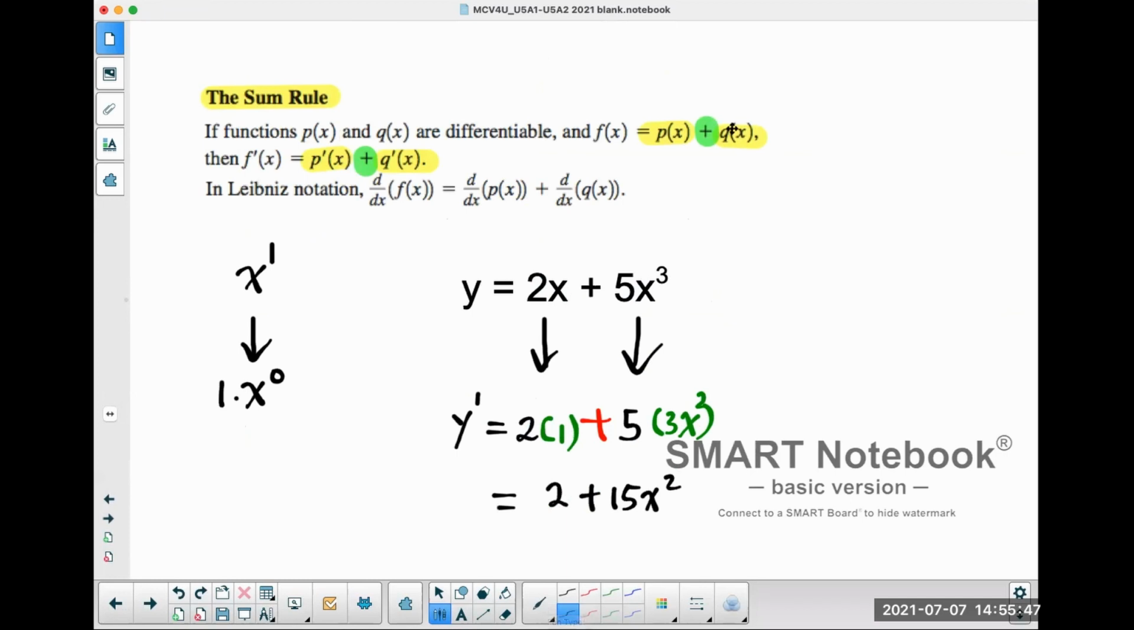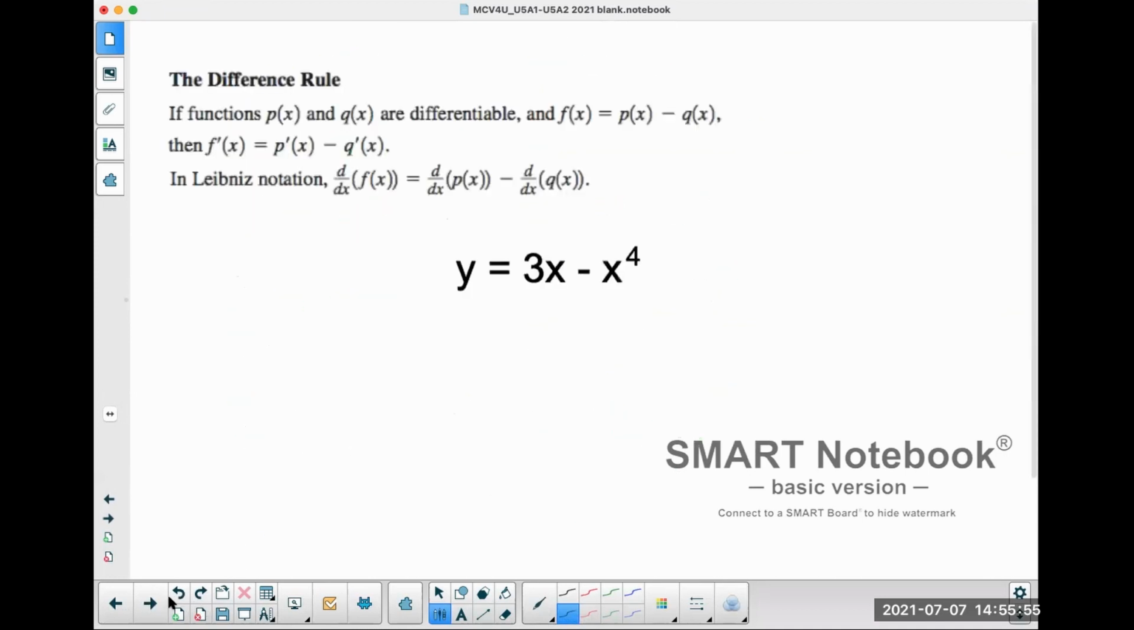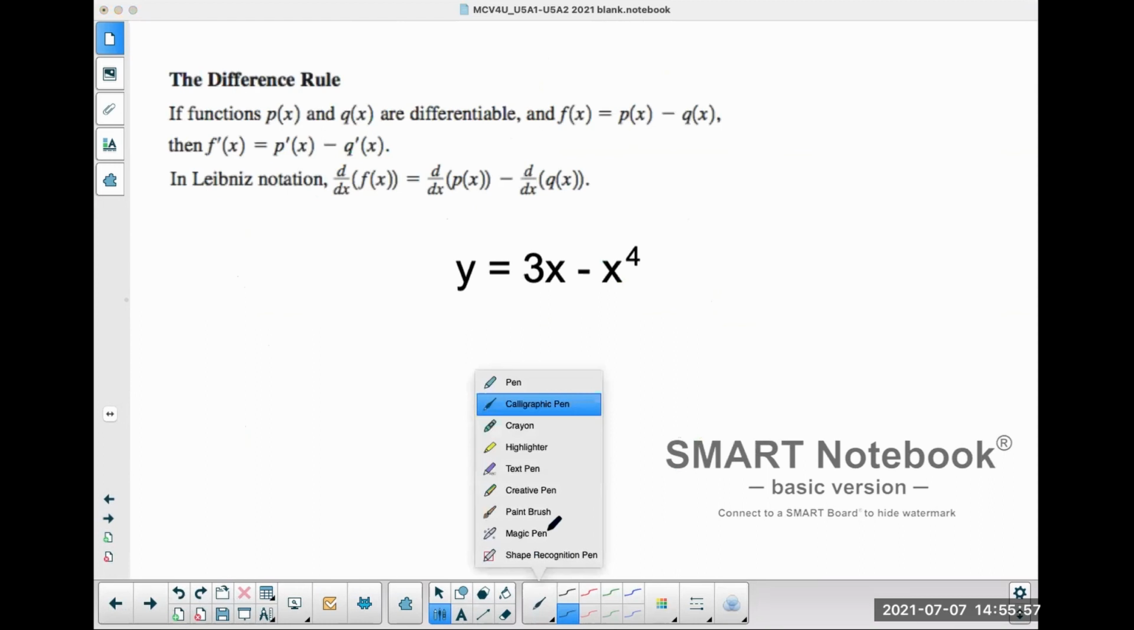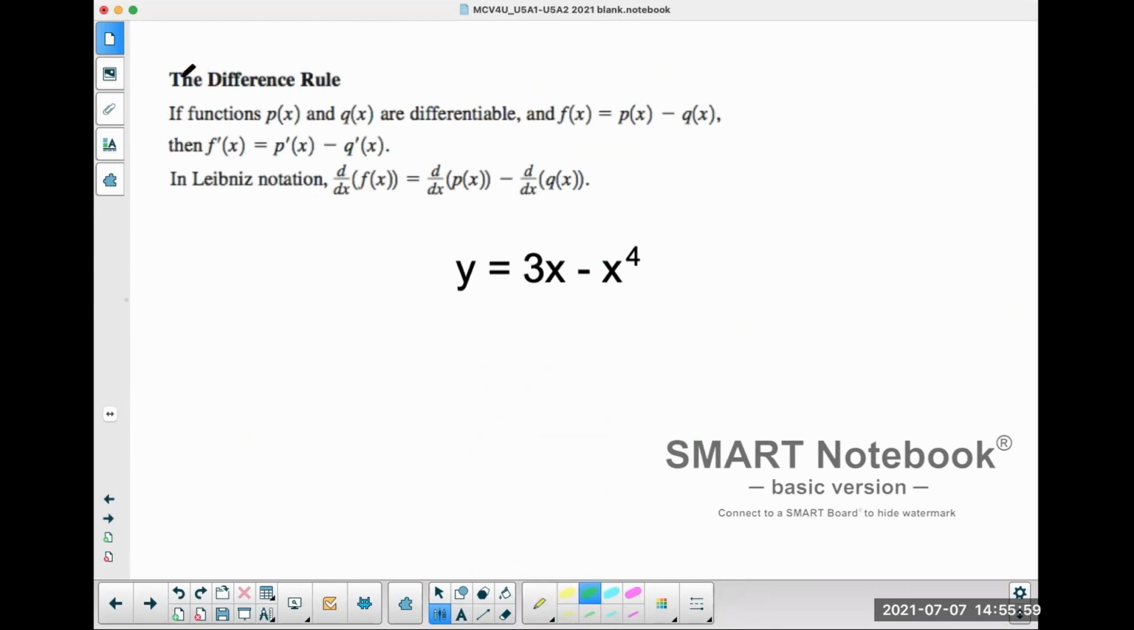Okay, it doesn't matter if you have more than one term. You can have a sum, and then you can have a difference, and they're the same. So if the sum can be different terms, the difference can also be two separate terms, p at x, q at x separately, and because you have a subtraction, well, you subtract them.